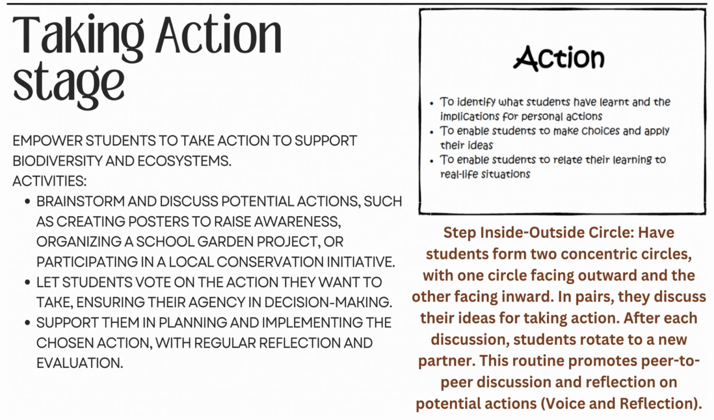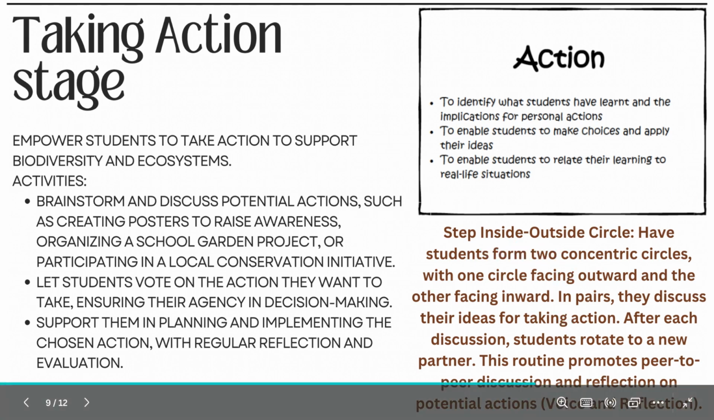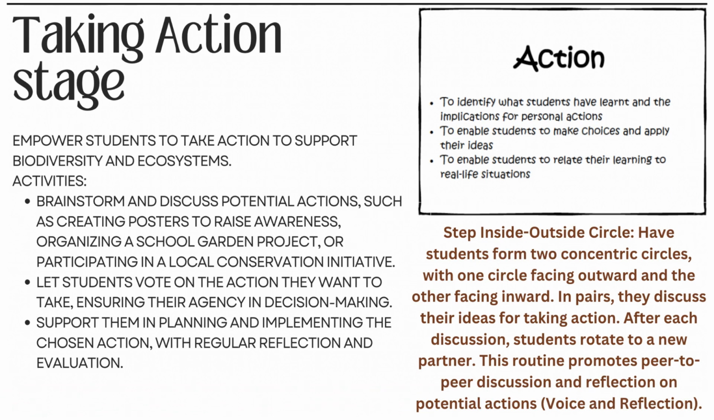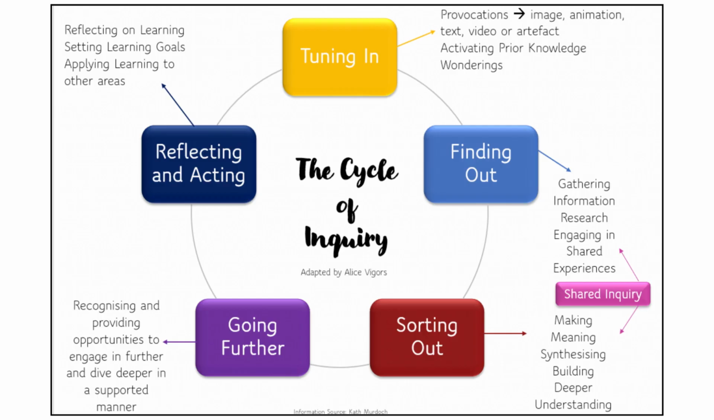Here at this stage, you can use the step in, step out circle. Have students form two concentric circles, with one circle facing outwards and the other inwards, like a donut activity, which we used to do earlier. In pairs, they discuss their ideas for taking action. After each discussion, students rotate to a new partner. This routine promotes peer to peer discussion and reflection on potential action. So, these were the various stages of the Kath Murdoch inquiry cycle to promote inquiry based learning in your classrooms.